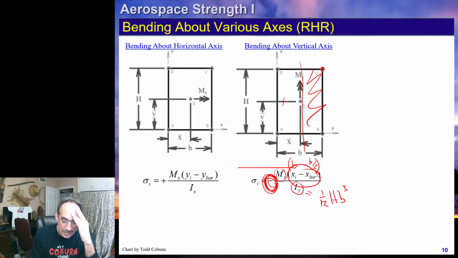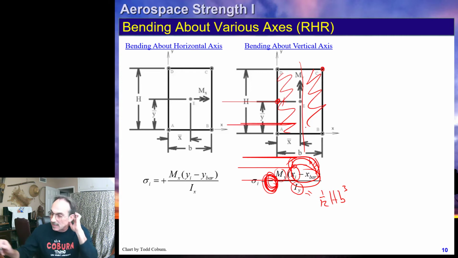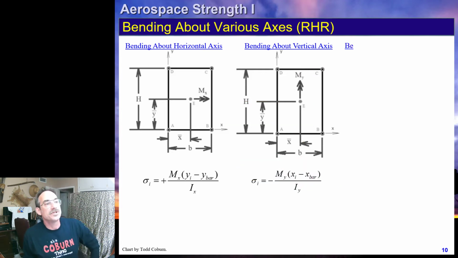If our point had been here, let's say we talk about the stress right here, that's going to be 0 minus b over 2. This quantity is now negative, multiplied by this negative gives us a positive stress to the left of the neutral surface, which is correct. That's how we do a vertical stress.